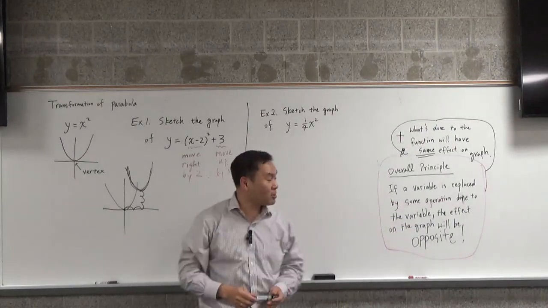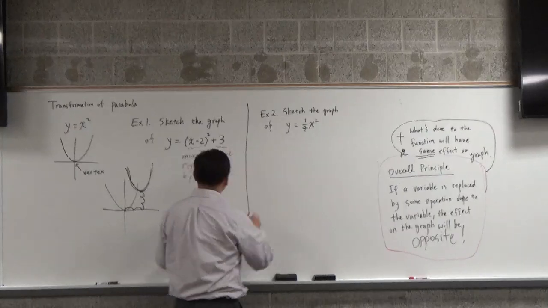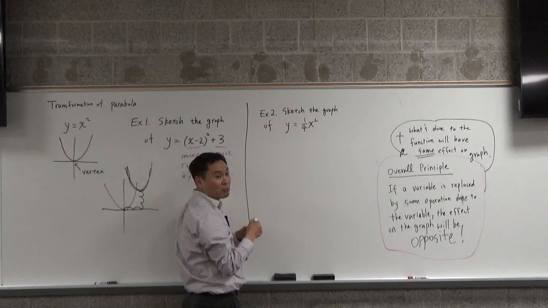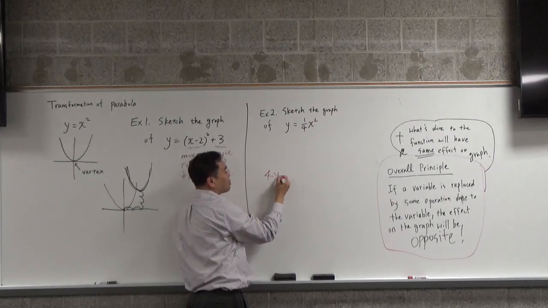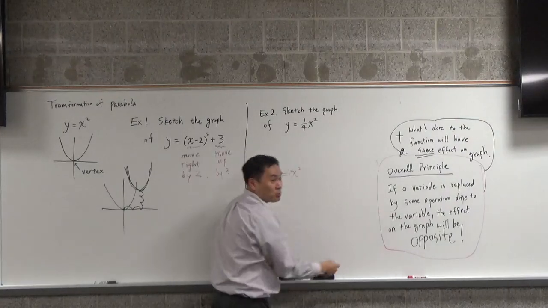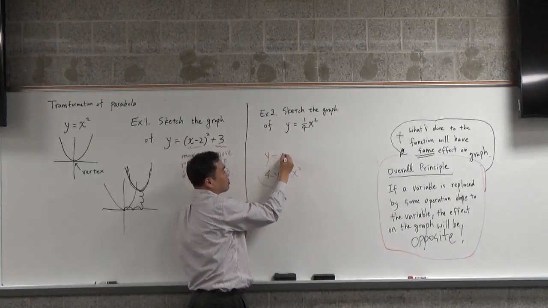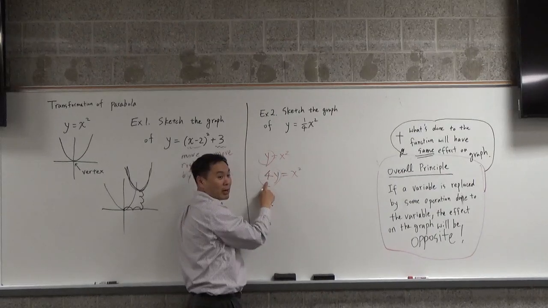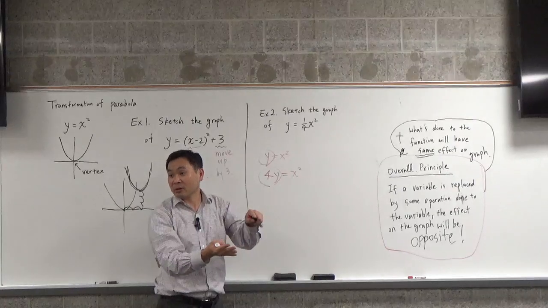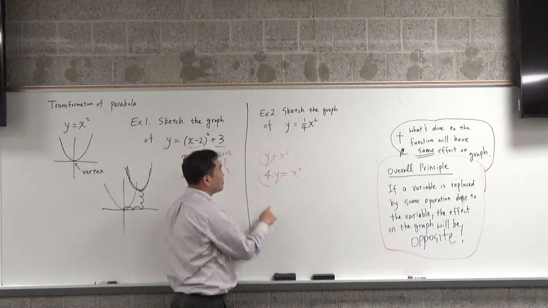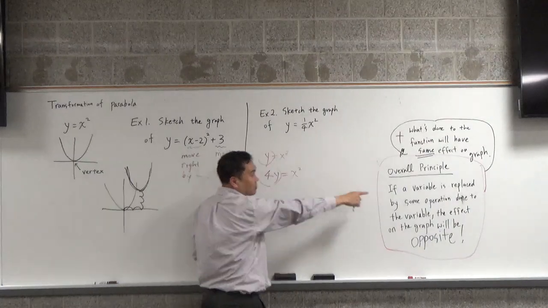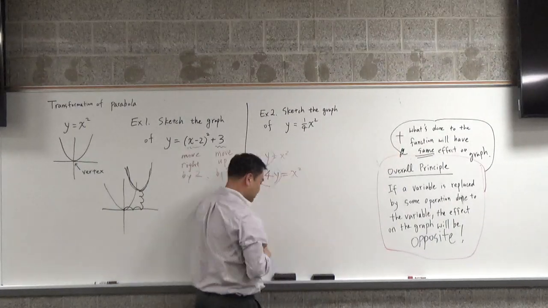So another way to view it is similar to how we thought about this plus 3. You can move the 4 to this side. If you do that, what happens? It's 4y equals x squared, right? Then this is this case, right? You're replacing, from y equals x squared, y by 4y. So what happens? It will compress by 4. Is that okay? Yeah. All right. So when you put this over here, it will compress by 4. Okay? So that's this extra thing.